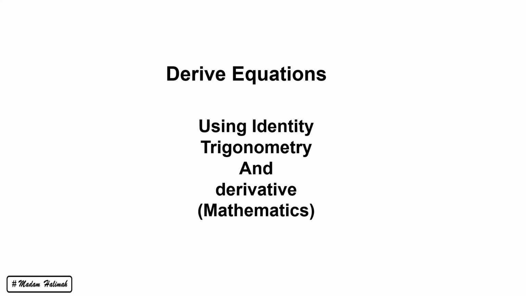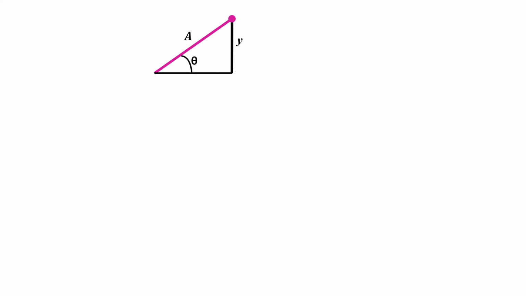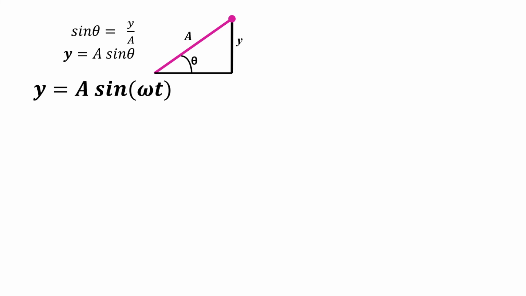Okay, kita cuba derive equation seterusnya menggunakan matematik, iaitu identity trigonometry dan derivative. So kita cuba pertimbangkan segitiga tadi, hubungan theta, y and amplitude. So sin theta is equal to y over A. Rearrange, kita akan dapat y is equal to A sin theta.